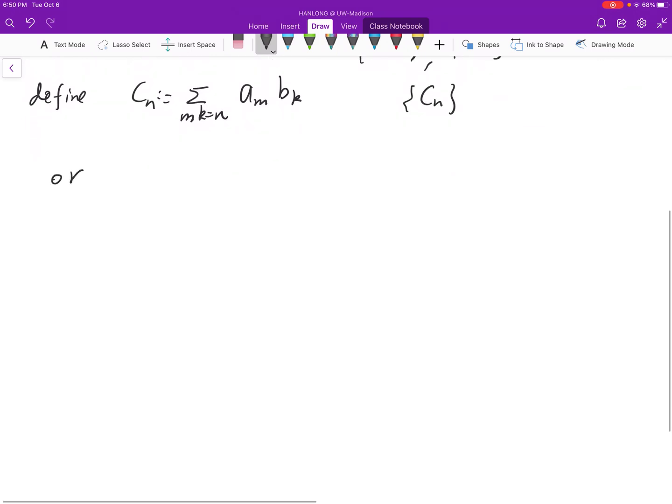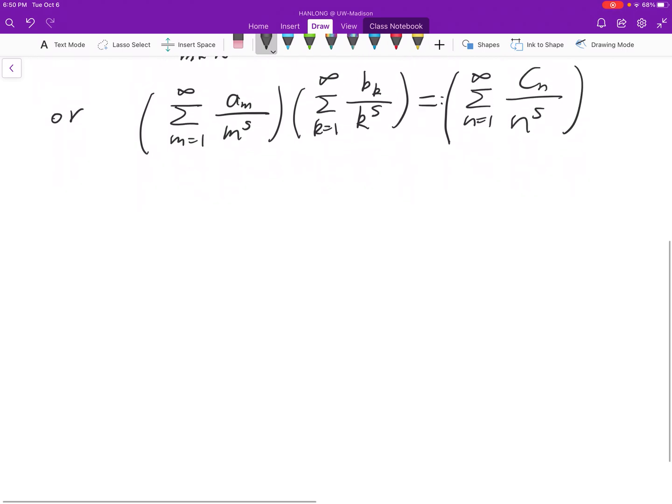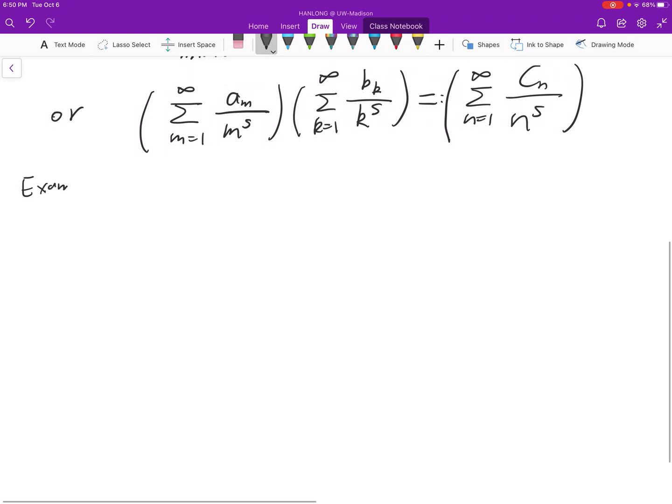Or equivalently, you can view it this way. Suppose you have the sum of a_m divided by m^s times the sum for k from 1 to infinity of b_k over k^s, and then you define it to be the sum of c_n divided by n^s. And then for example, if you choose the coefficients to be 1, then you have the famous Riemann zeta function.